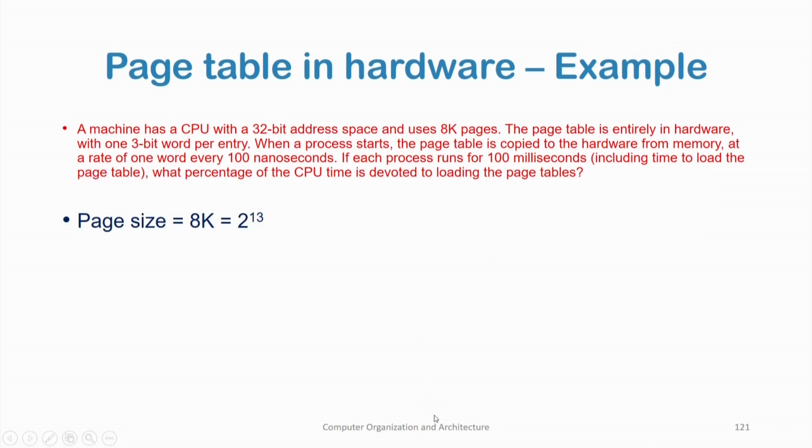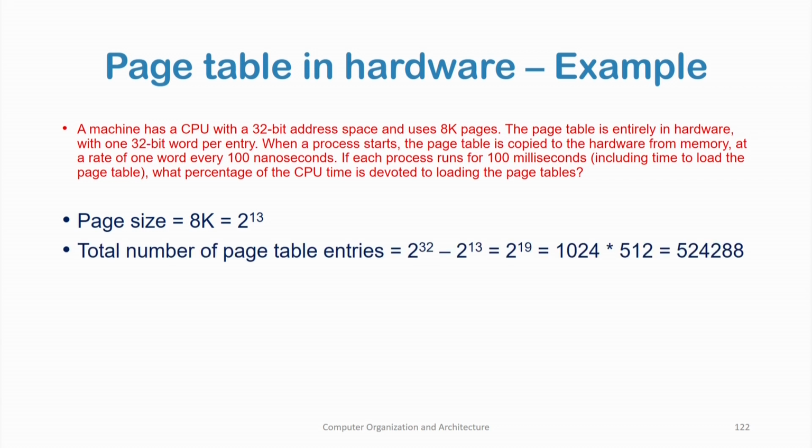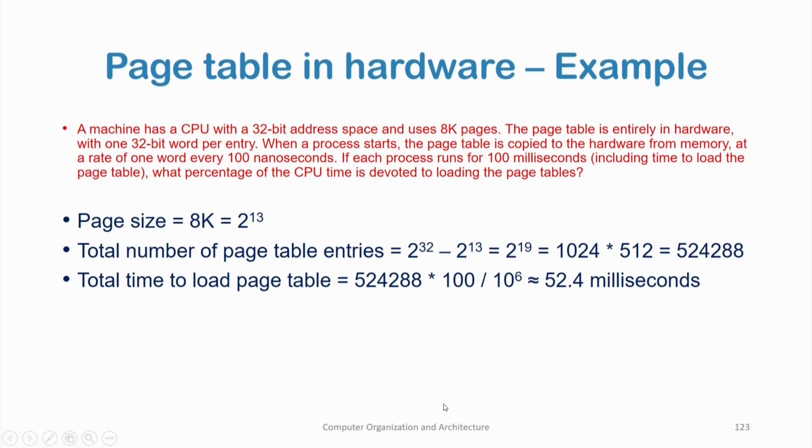So, the page size is 8K or 2 to the power 13. So, 13 bits we consume for the page offset. Therefore, the total number of page table entries becomes 2 to the power 32 minus 13, which is 2 to the power 19, which is 2 to the power 10 into 2 to the power 9, or 524288. So, these many page table entries are there in the page table. All these have to be copied from memory into hardware during a context switch.